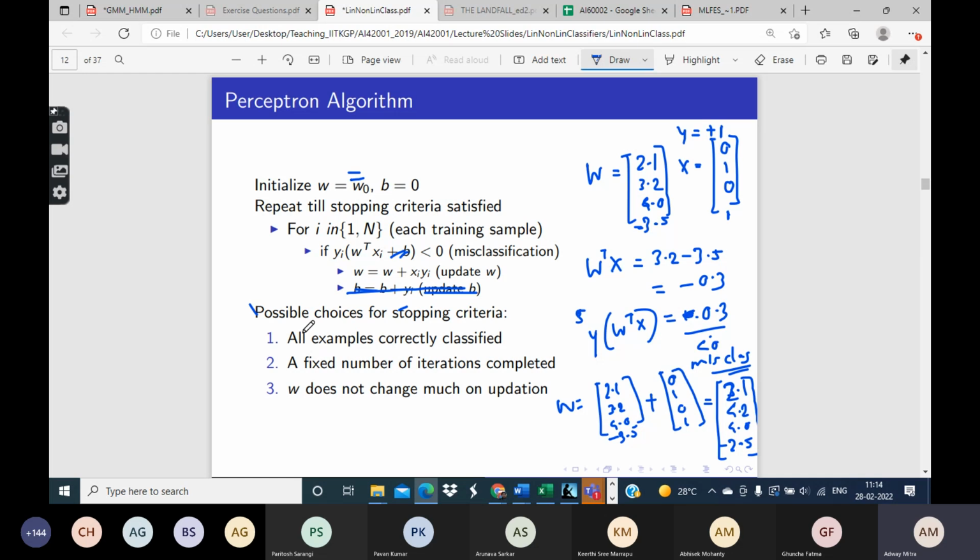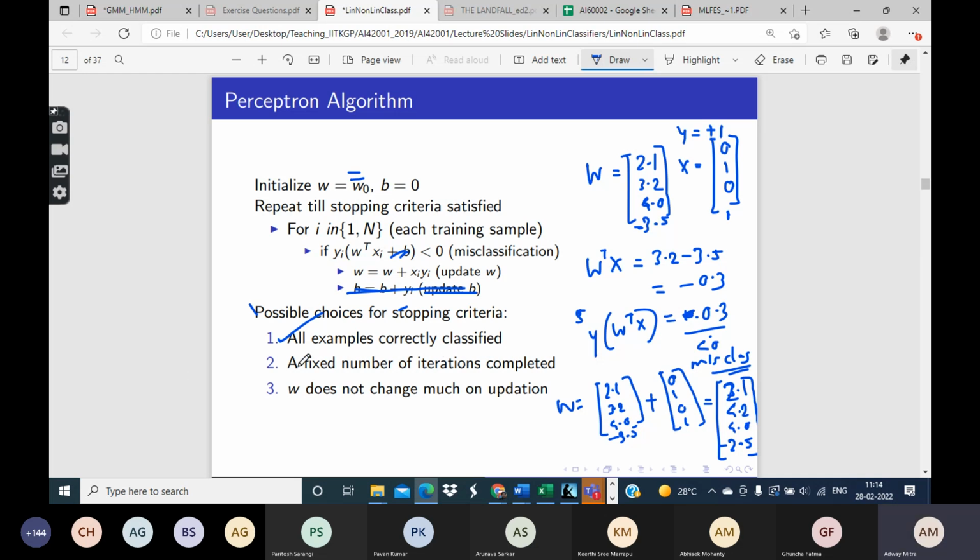There are three possible stopping criteria. The first is that in a single pass over all the n data points, all examples have been correctly classified. If that is the case, then we can understand that the current estimate of W is such a linear structure which places all the +1 points on one side and all the -1 points on the other side. If the data set is linearly separable, then sooner or later you will find such a W, and then all the examples will be correctly classified.